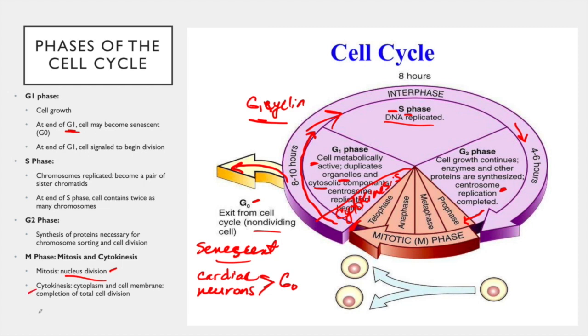Cytokinesis is where those organelles that were replicated now divide into each half of the cell, and the cell membrane will pinch off and we create two new cells. So at the end of the M phase, we go from one cell to, of course, two. And then each of these cells will enter into their own G1, and the cell cycle will begin again.